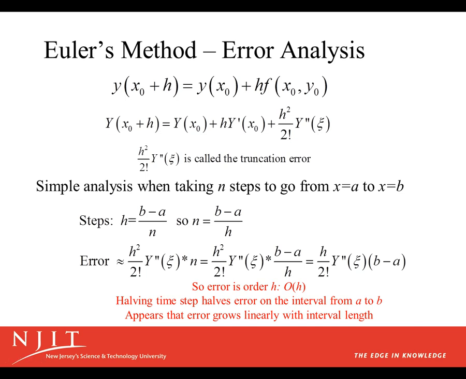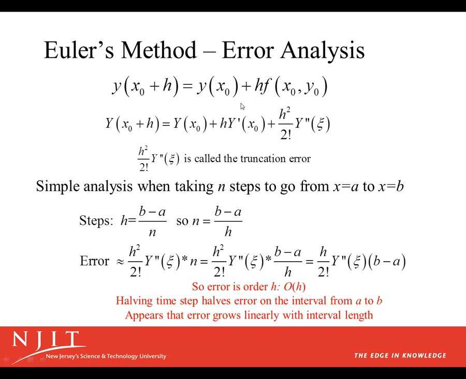So let's discuss some basic error analysis. Our approximation is y of x naught plus h is equal to y of x naught plus h times f of x naught, y naught. The exact solution, capital Y, is our Taylor series where we have through the second order term, and we've taken the y double prime somewhere in the middle. And this last term, the h squared term, is called the truncation error.